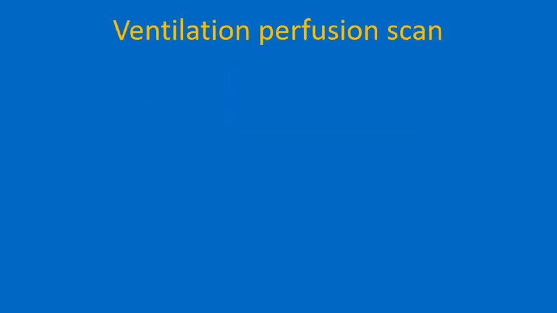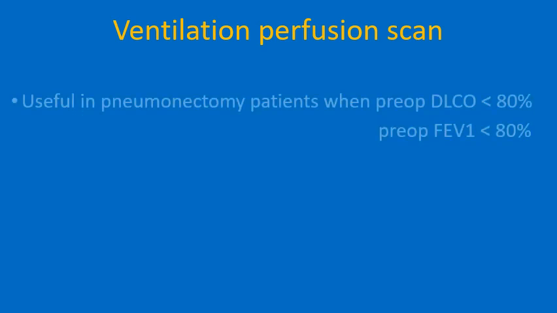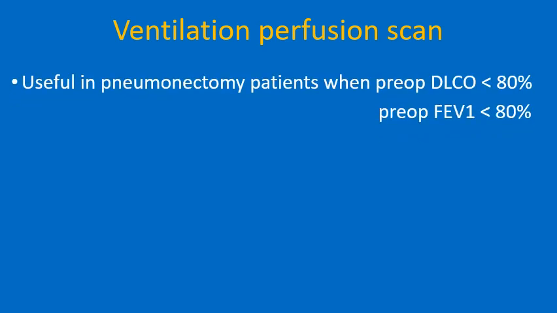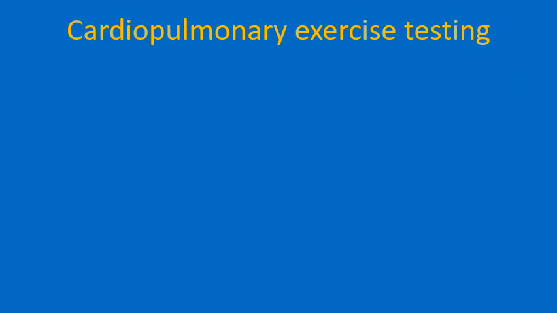Now this ventilation perfusion scan. When we have to do a ventilation perfusion scan in a patient: whenever the preoperative FEV1 and the DLCO are less than 80% in a patient who is posted for pneumonectomy, this ventilation perfusion scan has to be done so that we can know what amount of perfusion and what amount of ventilation is going to the diseased lung.